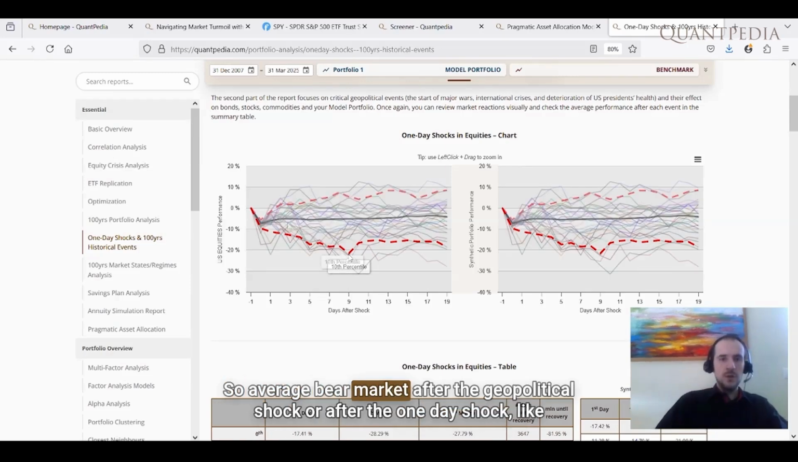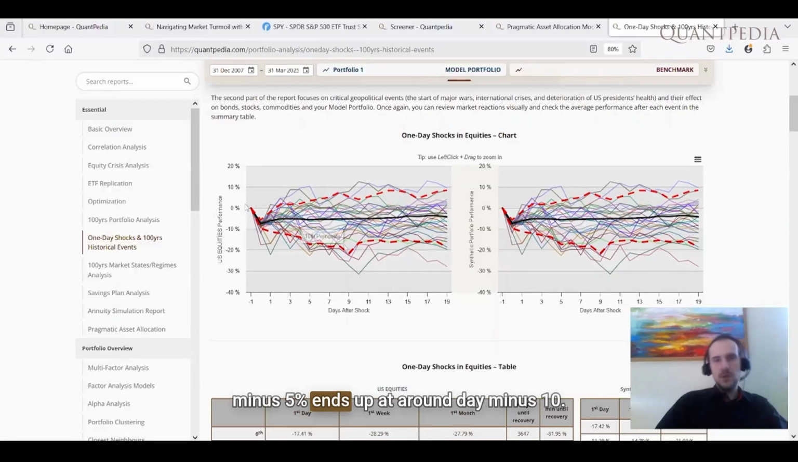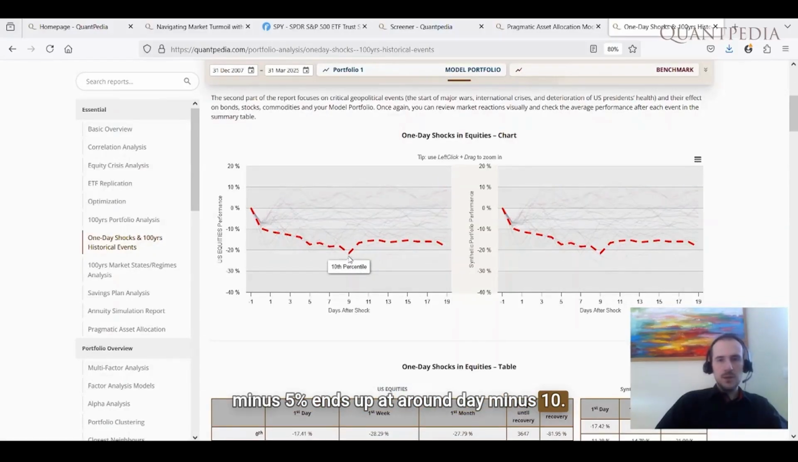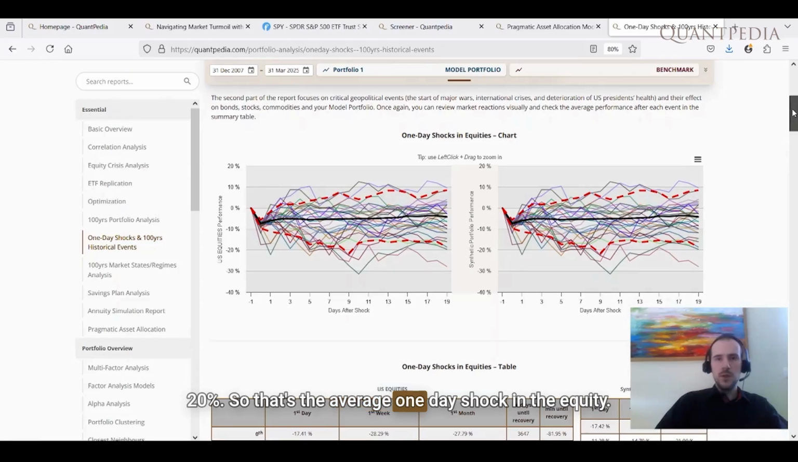So the average bear market after the geopolitical shock, or after the 1-day shock of around -5%, ends up at around day -10, and the maximum run is around -20%. So that's the average 1-day shock in equities.